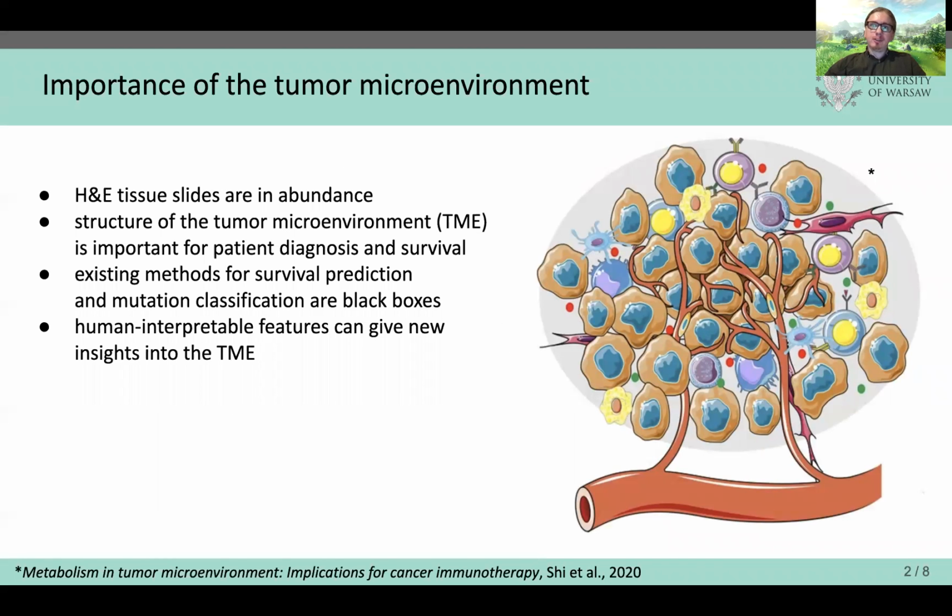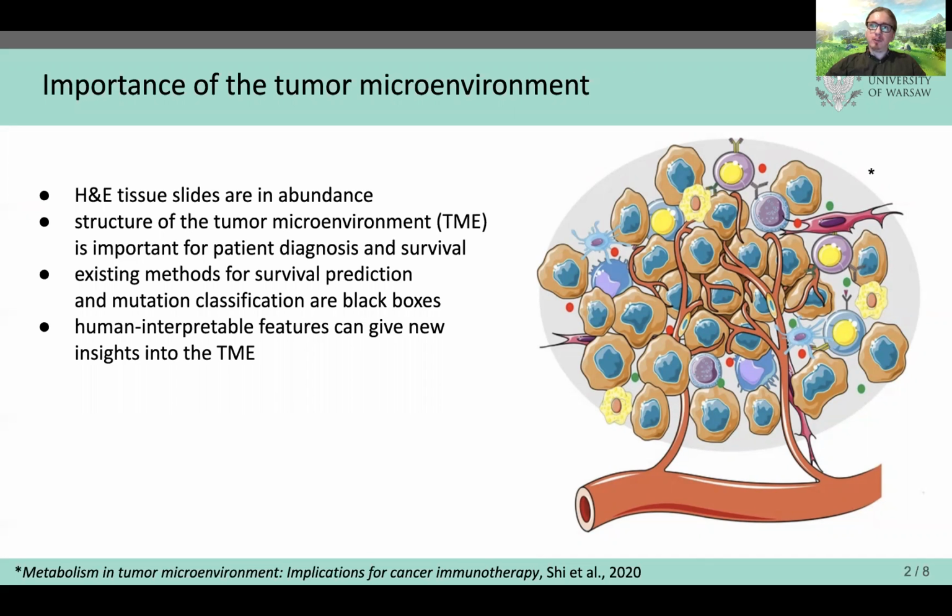In clinical practice, hematoxylin and eosin-stained tissue slides are commonly gathered for patients during biopsies. As a result, there is an abundance of image data that can be used to study the tumor microenvironment. The structure of that microenvironment is of crucial importance for patient diagnosis and survival. That's why in recent times, there has been a lot of work on different predictive models that try to find relationships between the tumor microenvironment encoded in tissue slides and phenotypic outcomes.